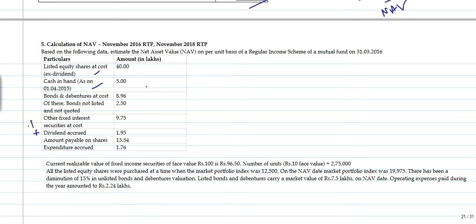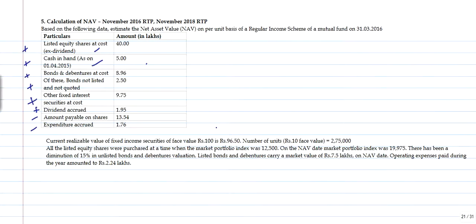This will be added to assets. Interest is also added to assets. Whatever the remaining closing cash is will be added to assets. Amount payable is a deduction. Expenditure accrued is a deduction. So this is very important.